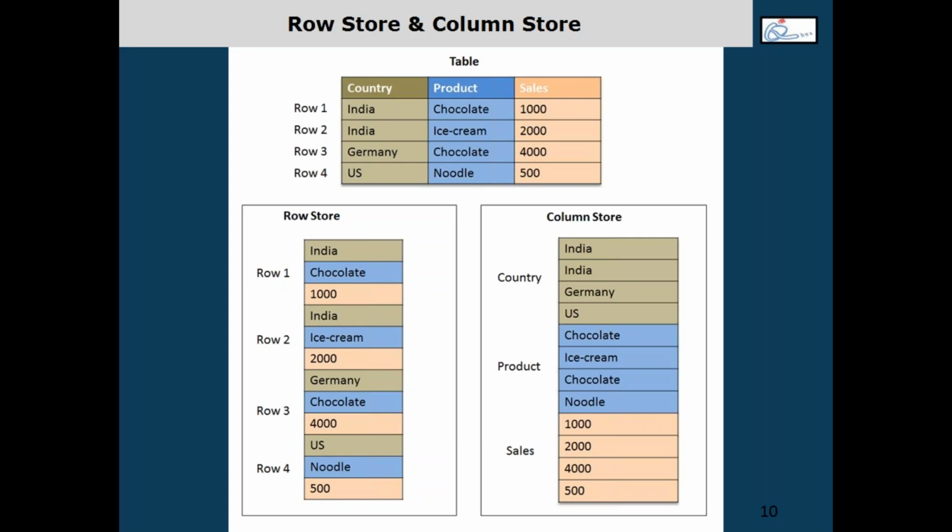So can I base it like this? When you're reading certain columns of a table, column store is faster. When you're trying to read a particular row, a complete record of a table, then row store is faster. Pretty logical.